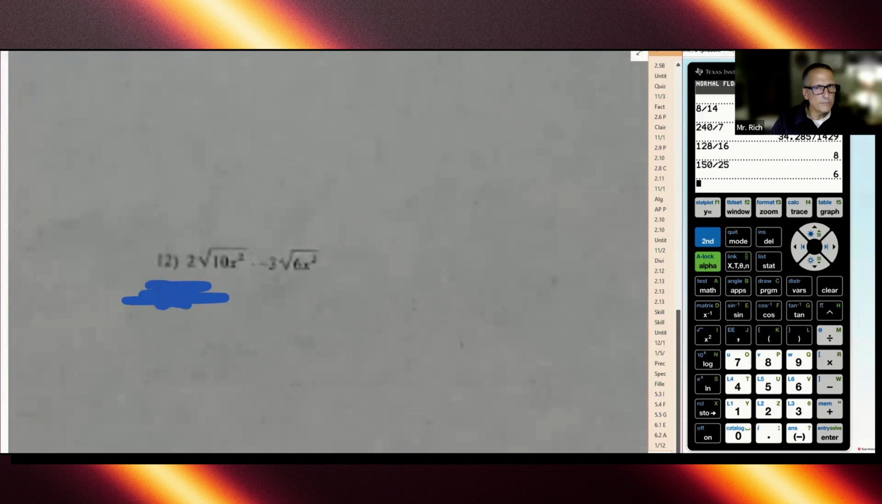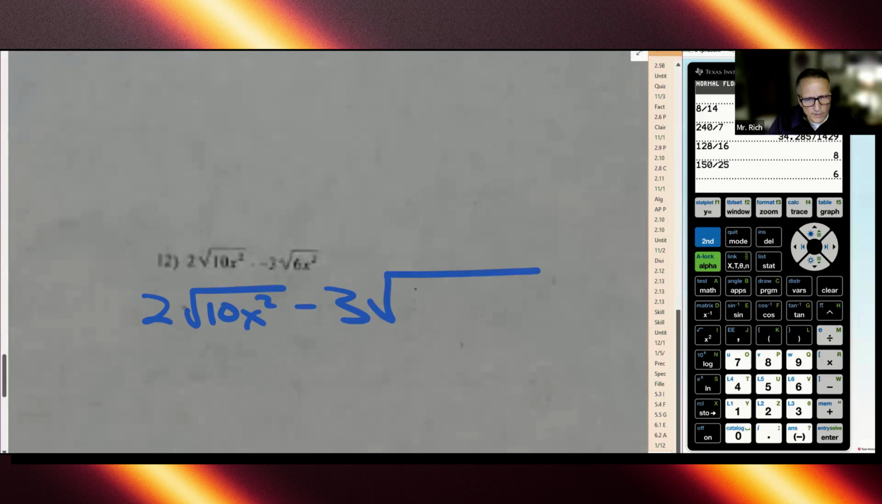There it is. All right, what I'm going to do, I'm going to drop down here and do one of these down here, simplifying radicals. I know that's a little fuzzy. I'll rewrite it so that everybody can see it. So this is going to be 2 times the square root of 10x squared minus 3 times 6x squared. I believe that's what that is. Can you confirm that, Amber?